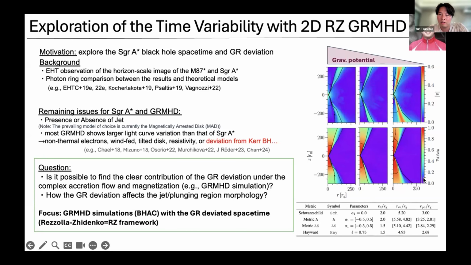In the figures on the right, plasma and Alfvén velocities are plotted for three different metrics. The center shows the classical Schwarzschild case. The left shows the RZ metric with a stronger gravitational potential, and the right shows the RZ metric with a weaker gravitational potential. And as expected, a stronger gravitational potential leads to a slower velocity profile.